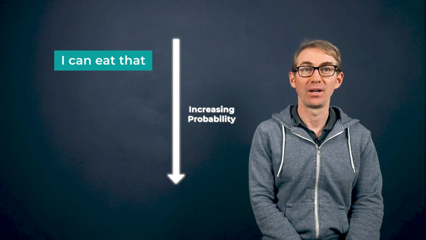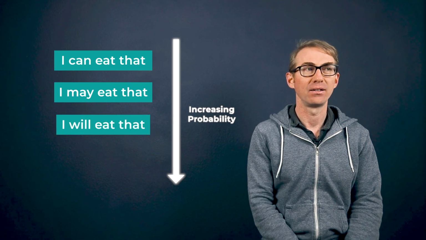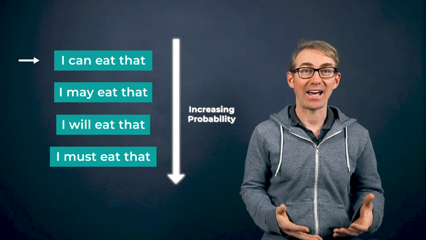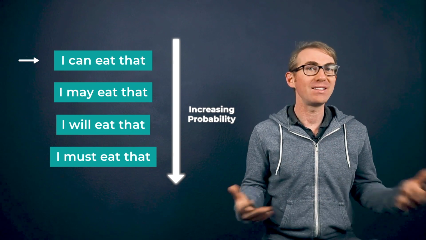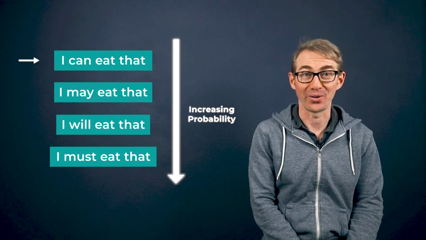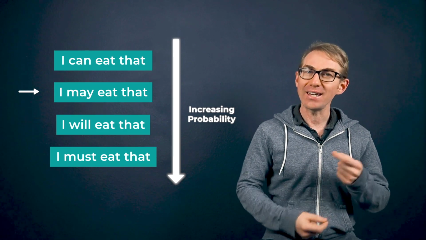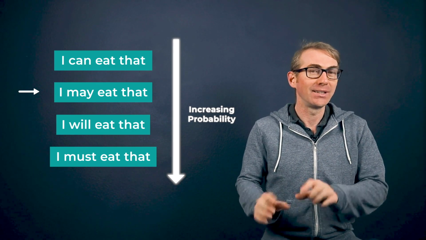So let's see some examples of increasing levels of probability and obligation. So we have, I can eat that. I may eat that. I will eat that. I must eat that. Now in the first case, I can eat that. I'm saying that it is possible for me to eat the food, but it is unclear at all whether I'm going to do it or not. Then with I may eat that food, this suggests that I'm thinking about eating the food, but I haven't decided yet. I may eat it, but I'm not sure.